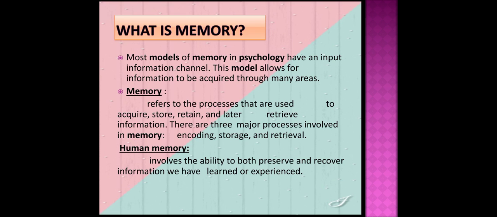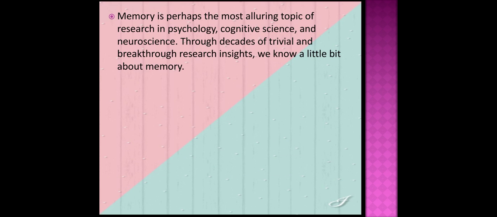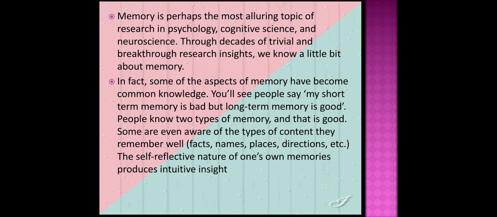There are three major processes involved in memory: encoding, storage, and retrieval. Human memory involves the ability to both preserve and recover information we have learned or experienced. Memory is perhaps the most alluring topic of research in psychology, cognitive science, and neuroscience. Through decades of trivial and breakthrough research insights, we know a little bit about memory.